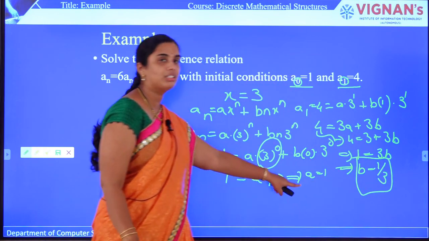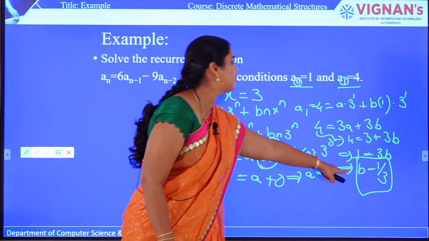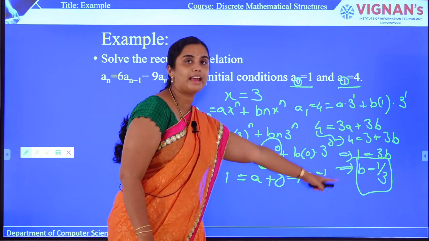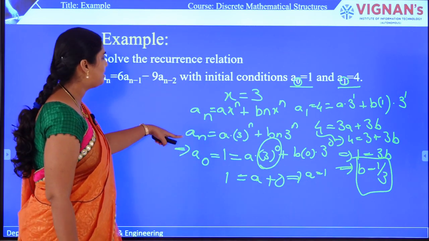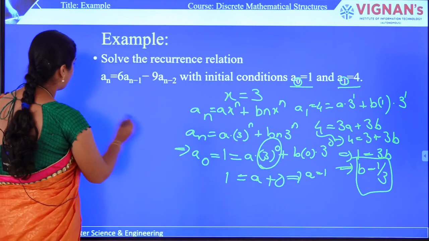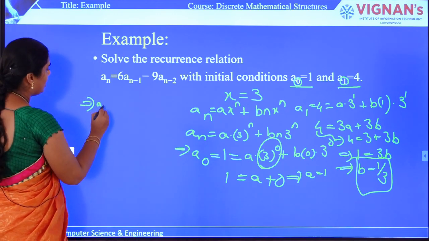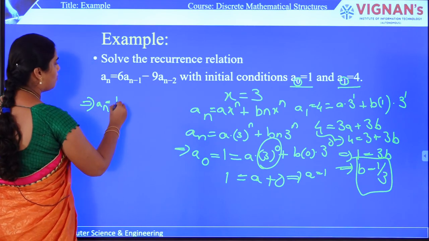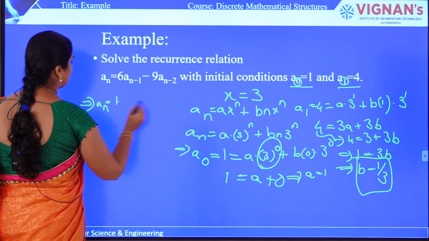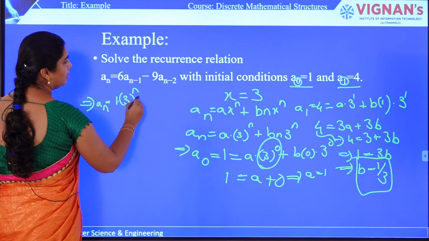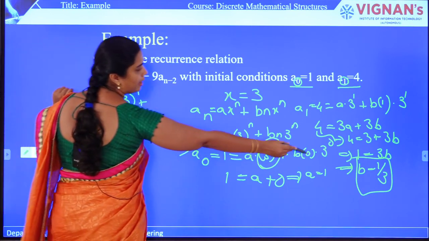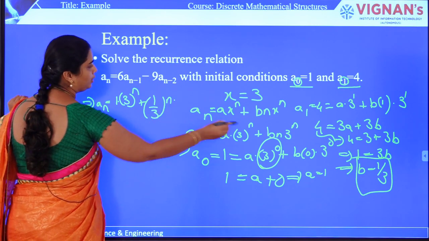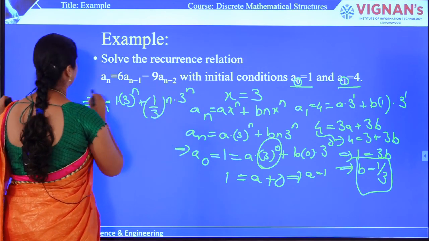So we have got the value of a and we have got the value of b, okay. So what we will do, we will substitute this a value and b value in this equation and find the solution. So if you substitute, what will you be getting? an is equal to, what is the value of a? 1 into, what is the value of x? 3 to the power of n plus b, how much? 1 by 3 into n into 3 to the power of n, okay.